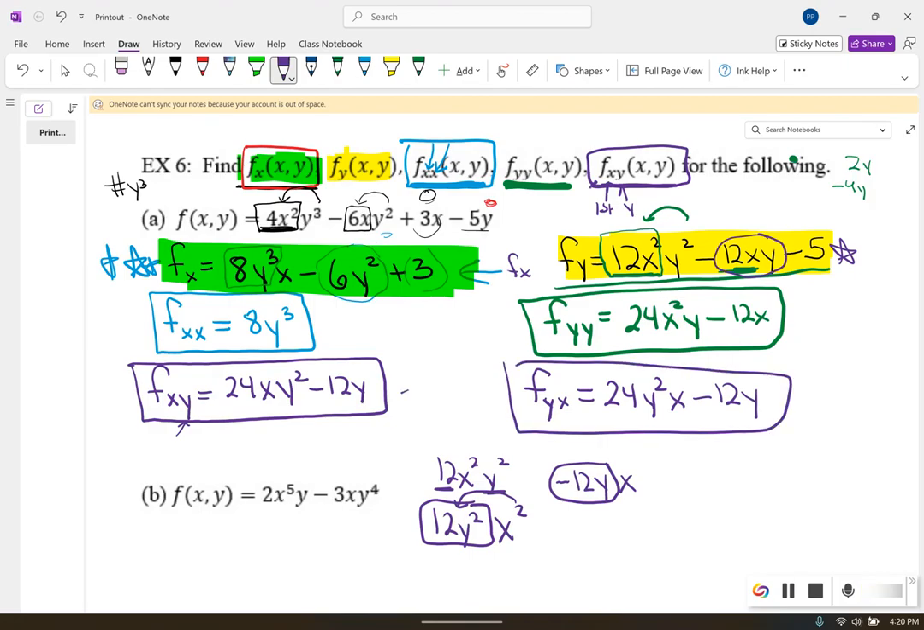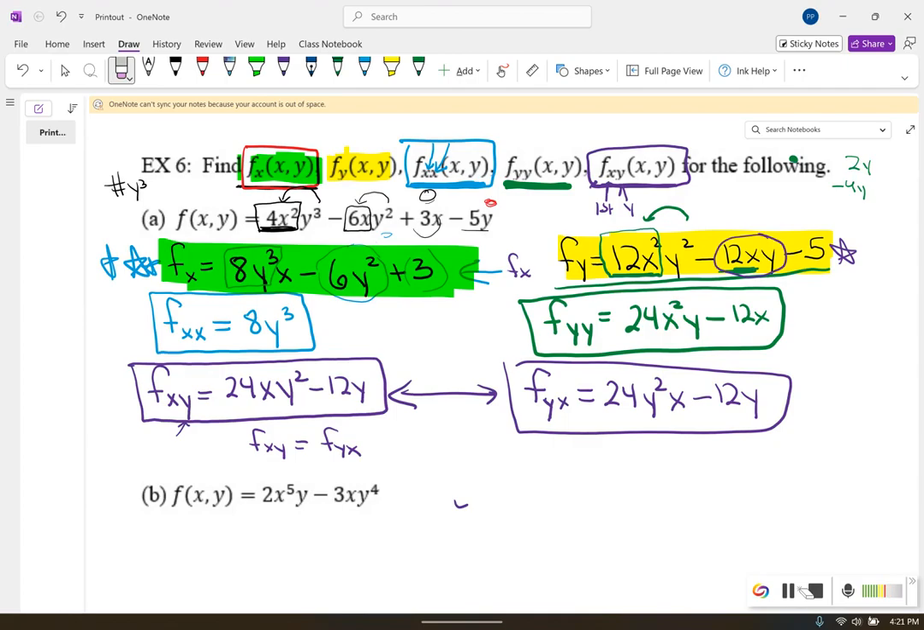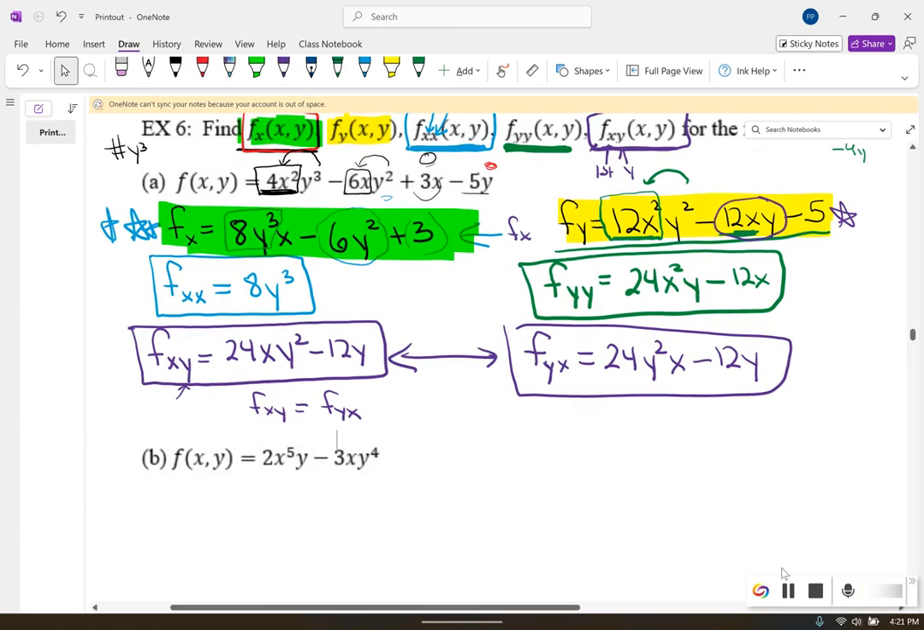Now look at this. These two are the same answer. F sub xy equals f sub yx. It doesn't matter if it's 24 times x times y squared or 24 times y squared times x. We got the same answer. All right, so we're going to practice this again on part B. If you want to pause the video and try it yourself first, go ahead.